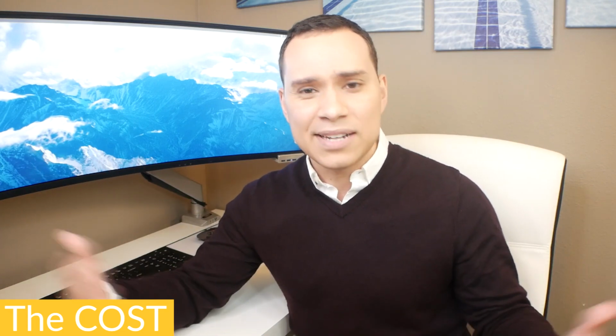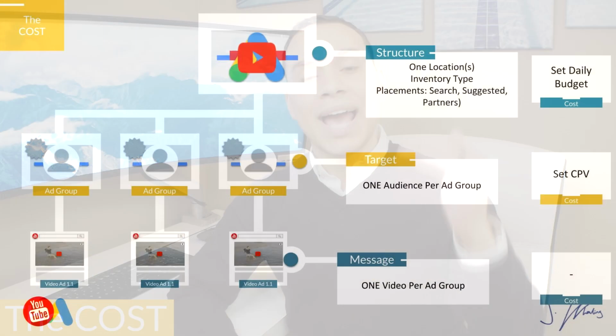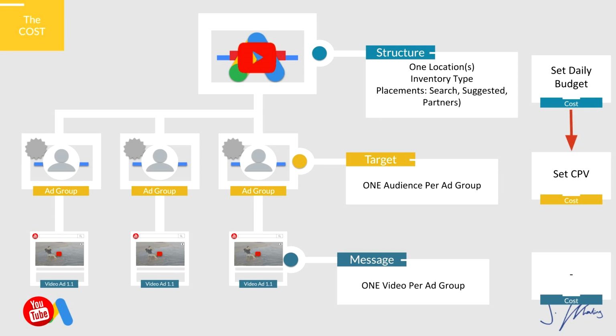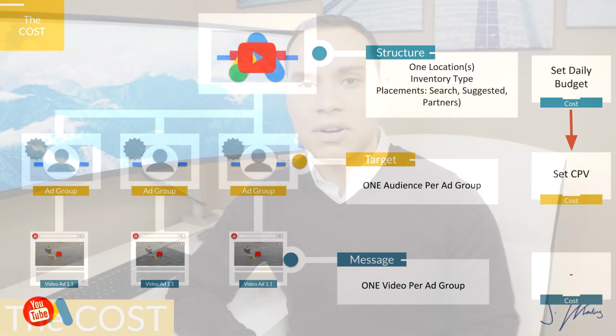This can be anywhere from $1 up to $1,000 or $10,000 a day. Of course, you're not going to start at 10 grand, probably around the $1 to $5 range when you're just getting started. And then at the ad group level, this is where you're going to set your cost per view. This is where you're going to tell Google, I don't want to pay more than this for each view. When you're just getting started, 10 to 15 cents is a good range to start with when you're setting your initial cost per view, and hopefully it's going to be a lot lower when you use some of the strategies you're about to learn.